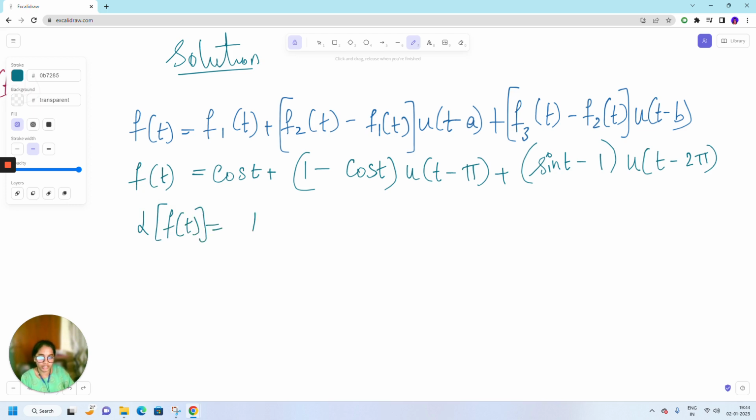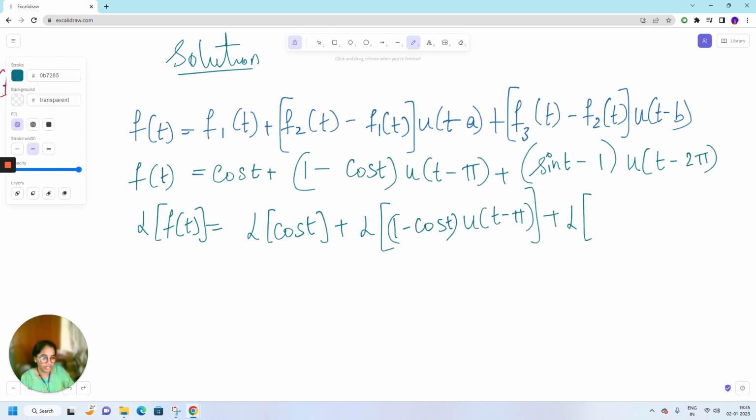Laplace of f of t is Laplace of cos t plus Laplace of 1 minus cos t into u of t minus pi plus Laplace of sine t minus 1 into u of t minus 2 pi. Okay, what is Laplace of cos t? What is the formula? It is s divided by s square plus 1.